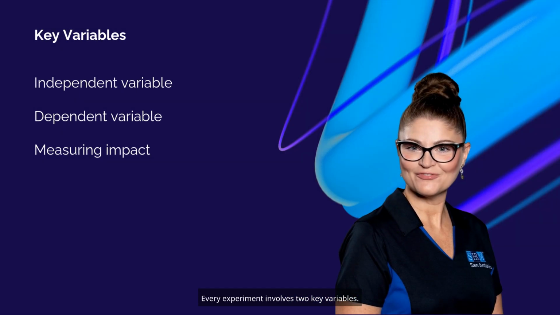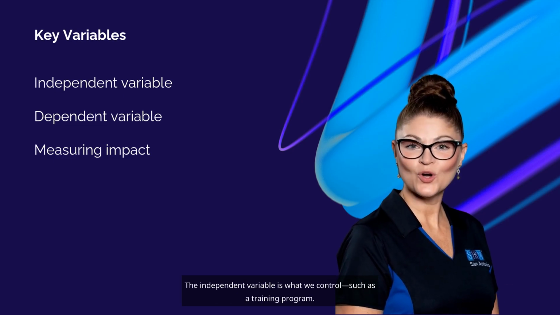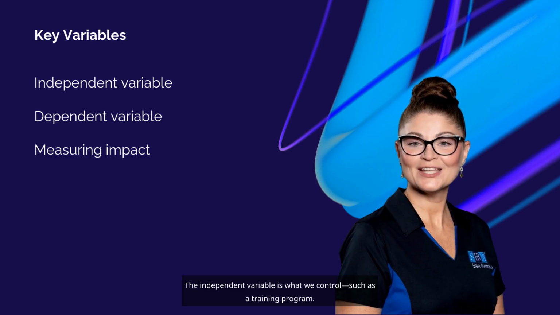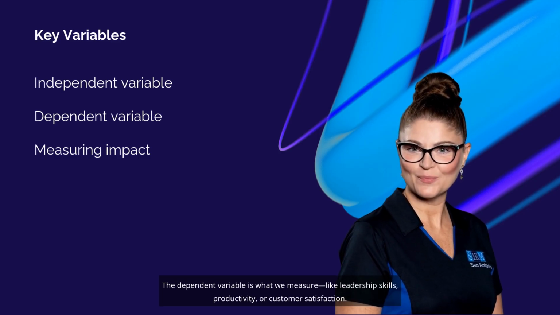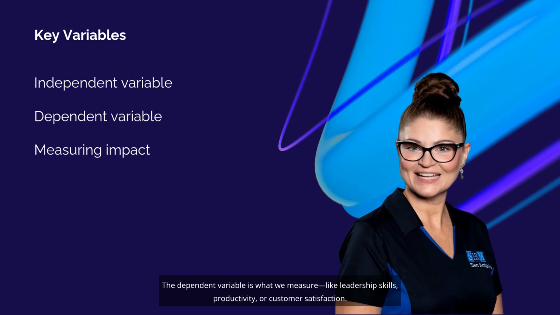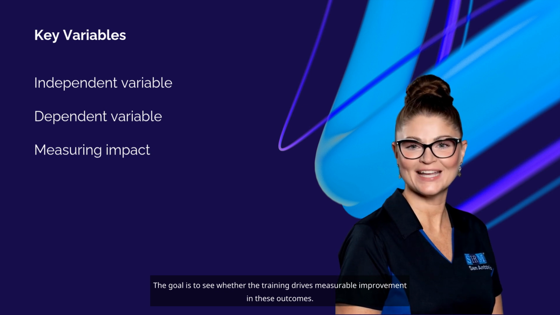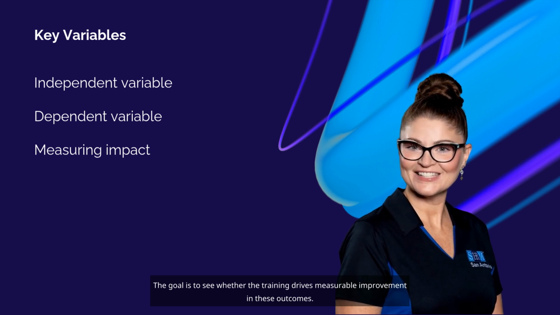Every experiment involves two key variables. The independent variable is what we control, such as a training program. The dependent variable is what we measure, like leadership skills, productivity, or customer satisfaction. The goal is to see whether the training drives measurable improvement in these outcomes.